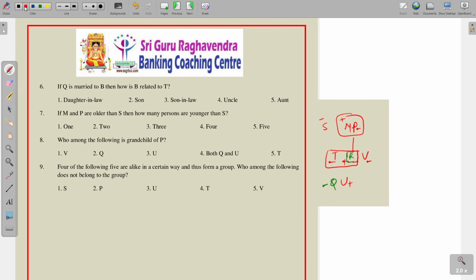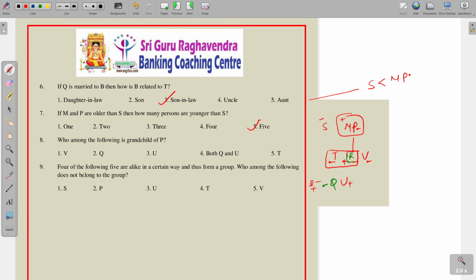Q is married to B. So if Q is married to B, B is the male candidate, then how is B related to T? Obviously that is son-in-law. If M and P are older than S, how many persons are younger than S? So see, this is the first generation, second generation and third generation. Both M and P are older than S, so after S, remaining all persons are younger than S, that is 1, 2, 3, 4, 5. Totally 5 persons are younger than S.